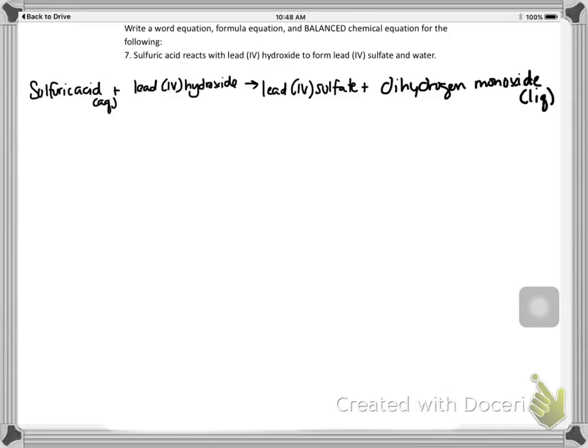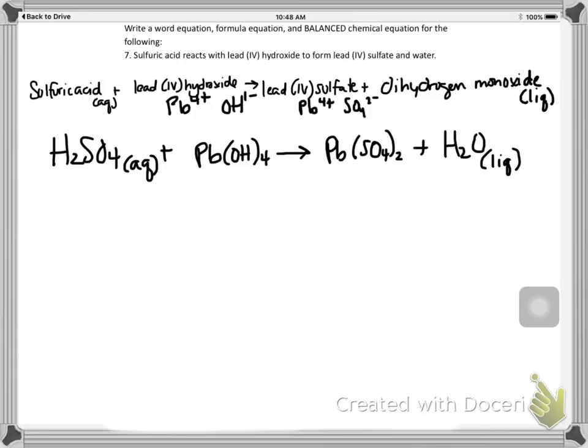Sulfuric acid aqueous plus lead 4 hydroxide yields lead 4 sulfate plus dihydrogen monoxide liquid. We are not given state information for the lead 4 hydroxide or the lead 4 sulfate, so we're not going to put any in. Next is the formula equation. Okay, we have our formula equation, H2SO4 aqueous plus Pb(OH)4 yields Pb(SO4)2 plus H2O liquid. Now we're going to do our balancing.